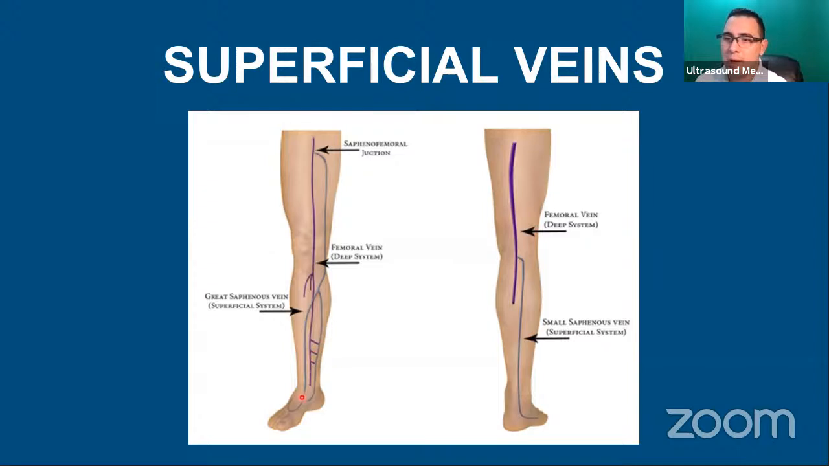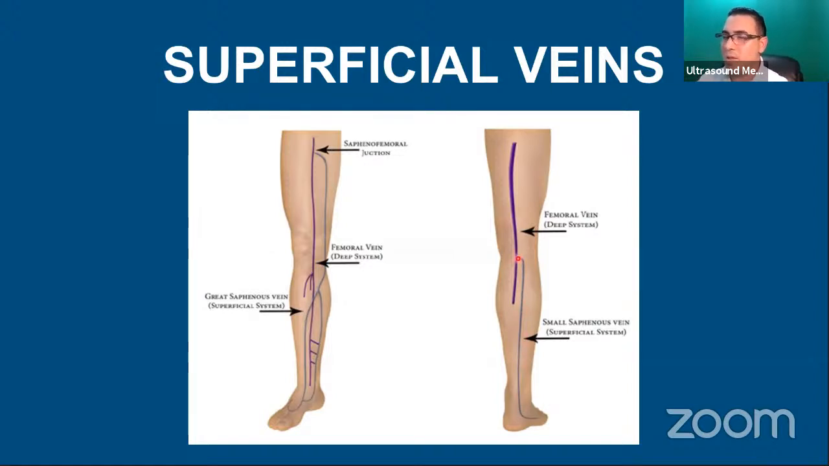Here, this is the great saphenous vein. Take a look at this, it's so long. It runs through the medial aspect of the leg. And here we have this small one. It's very short. It starts at the lateral aspect of your foot right here, and then it drains into the popliteal vein.